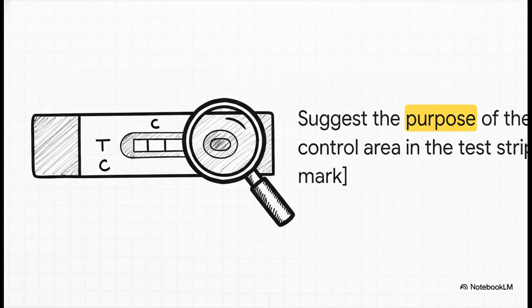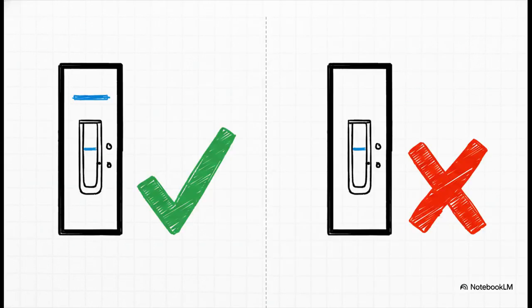And here's a question you'll see time and time again with these kinds of diagnostic tests. What's the point of that control area? Why is it even there? It's actually super straightforward. The control line is just there to prove that the test strip itself isn't faulty. It's a quality check. If that line doesn't appear, you just have to throw the whole test away and start again, because you can't trust the result. It's the test's way of saying, yep, I'm working properly.